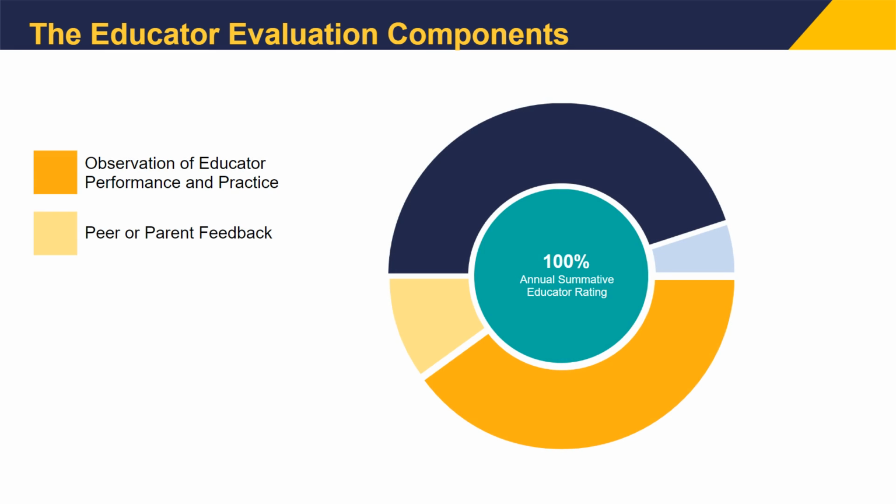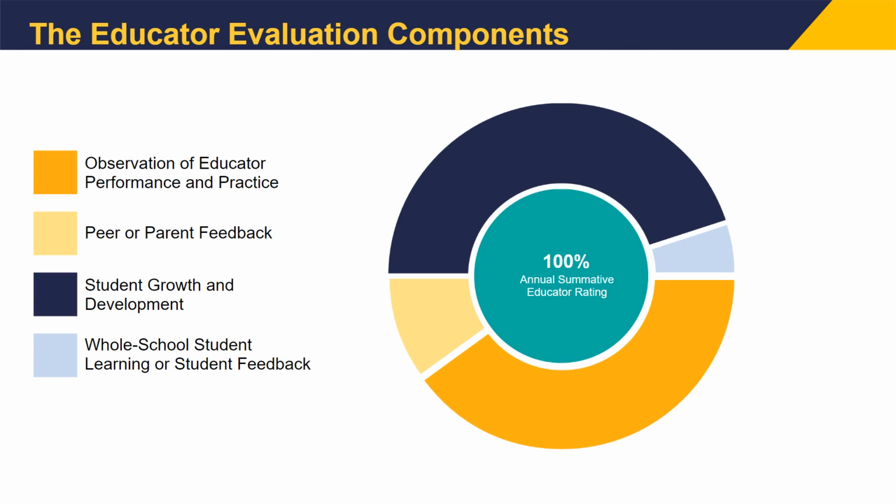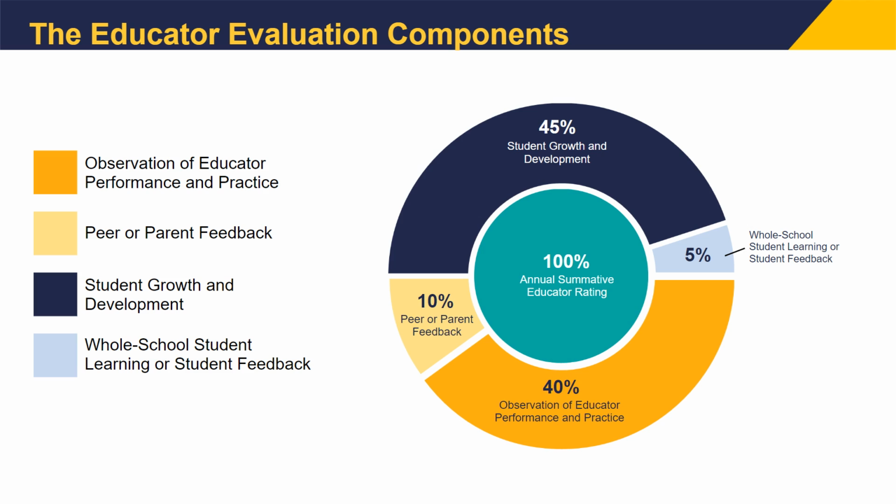The components of the evaluation and support system are universal across districts. Peer or parent feedback and whole school student learning or student feedback are important aspects of the evaluation components. However, the focus for this module is on the observation of educator performance and practice, which represents 40% of the process, and the student growth and development component, which represents 45% of the process, in the Connecticut evaluation system and the alignment to the CCSCF.